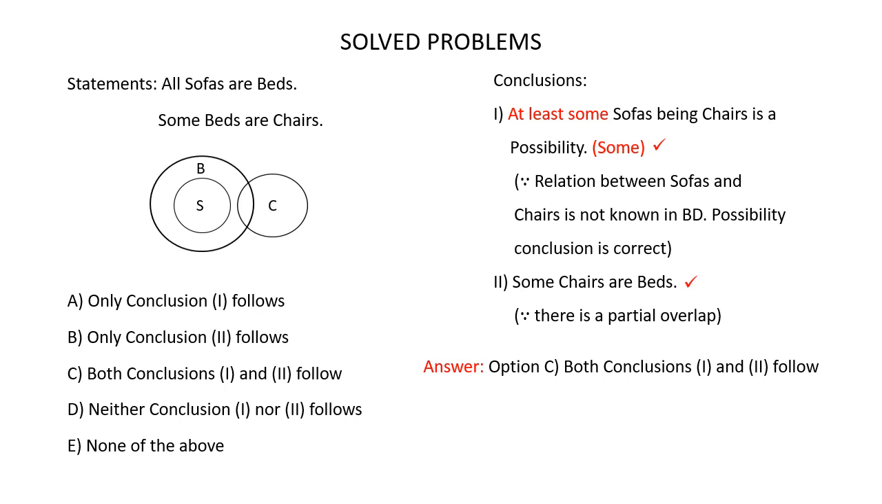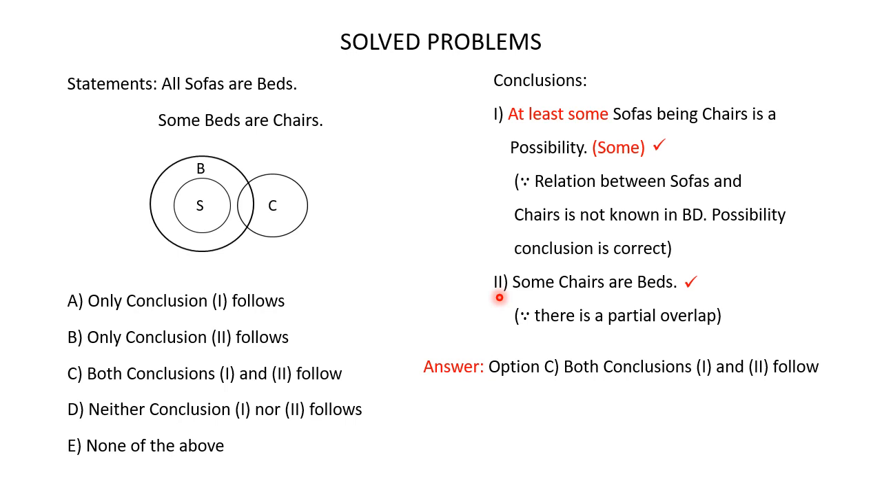Also, since conclusion 1 is a possibility conclusion, the conclusion some sofas being chairs is a possibility is treated as correct. Now the logic here is the relation between sofas and chairs is not known in this basic diagram. So there is a possibility for all types of relation to exist between sofas and chairs. So some sofas can be chairs. So the conclusion some sofas being chairs is a possibility is treated as correct. Conclusion 1 follows.